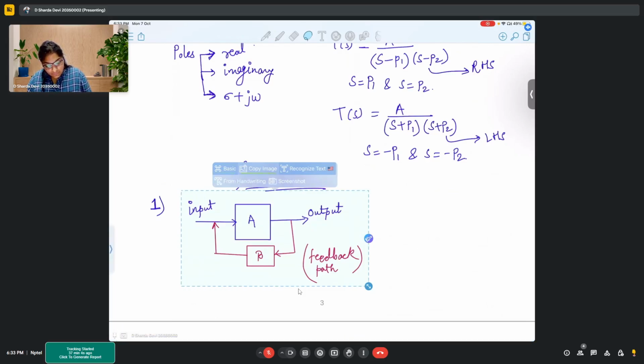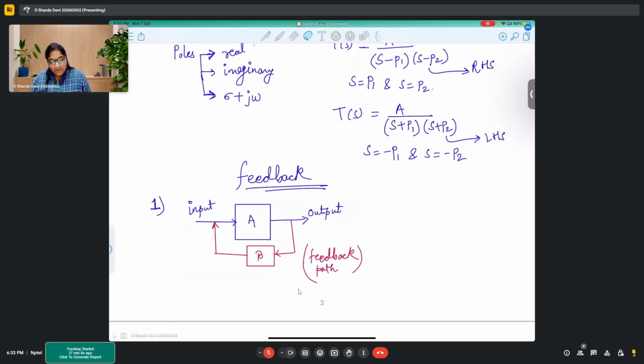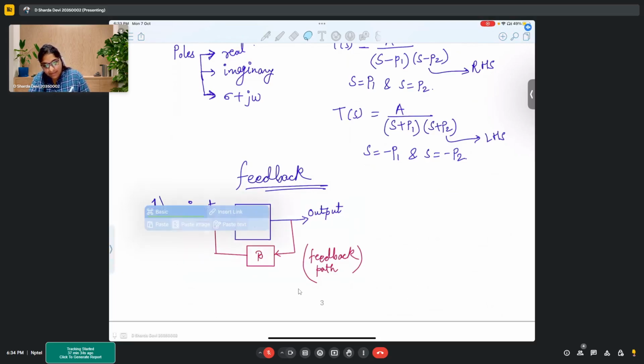Now, with this feedback, you can add your output to the input with 0 degree phase shift, that is positive feedback, or you can use a 180-degree phase shift, which is basically negative feedback. Okay. And we'll analyze both of them and see the effect, right? So maybe let's start with the positive feedback.